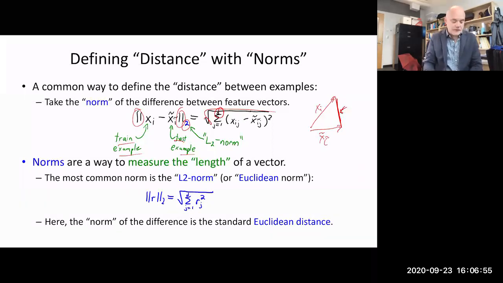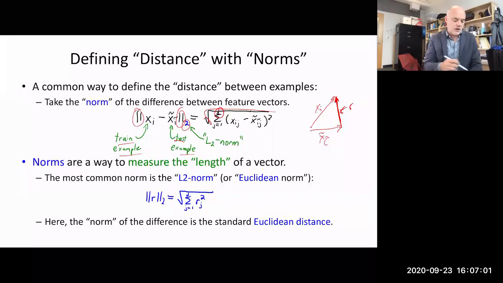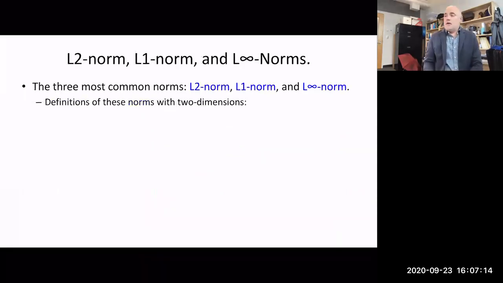The most common is the L2 norm, or the Euclidean norm, where for this vector R, it doesn't matter which direction it goes, the norm is the square root of the sum of all of the dimension elements squared. That corresponds to your standard notion of Euclidean distance. There's an entire spectrum of norms, but the three most common norms, the ones that we'll discuss in this course, are the L2 norm, the L1 norm, and the L infinity norm.